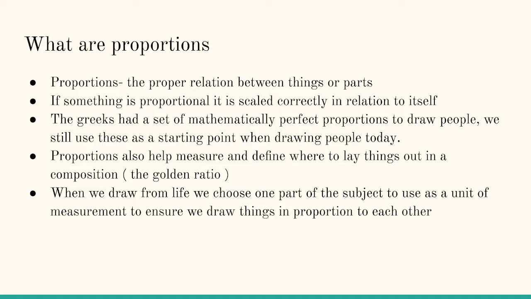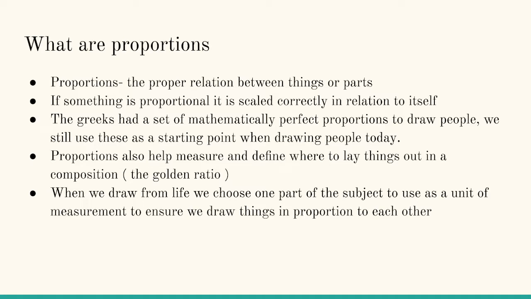If something is proportional, it is scaled correctly in relation to itself. What I also didn't say was, and to other objects. It's scaled proportionate to itself and the things around it. It looks like it belongs in the space, is really what's most important. The Greeks had a mathematical perfect set of proportions to draw people with, which we'll talk about, and we still use them as a base starting point when we draw people today.